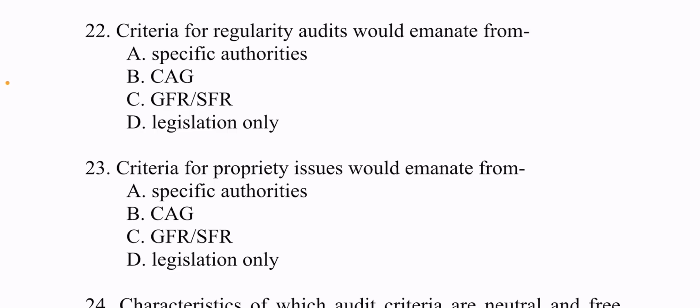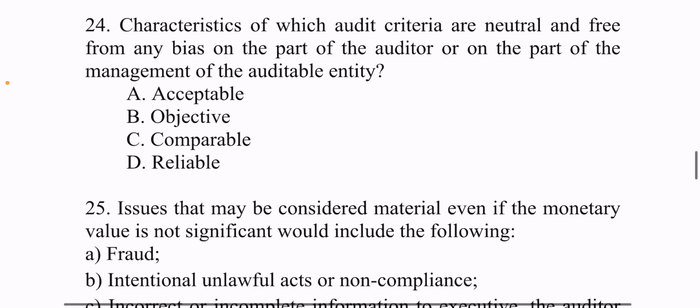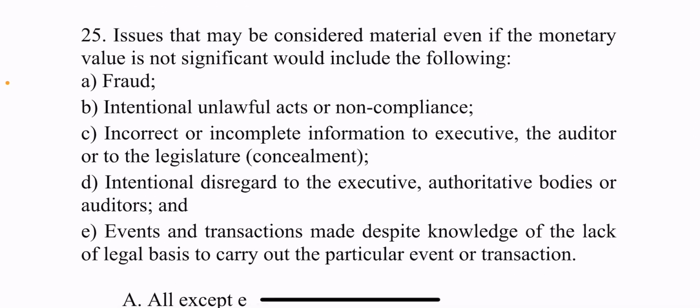Next question, question 24. Characteristics of which audit criteria are neutral and free from any bias on the part of the auditor or on the part of the management of the auditable entity. Answer B. Objective. Issues that may be considered material even if the monetary value is not significant would include the following. Answer D.